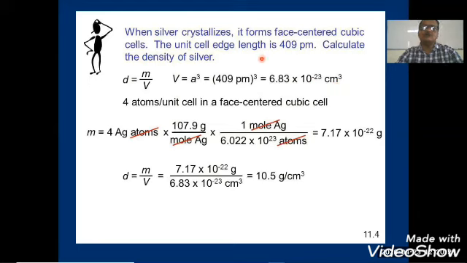And in the FCC unit cell, there are 4 atoms per unit cell, so Z will be equal to 4. So the mass of the cubic unit cell will be equal to 4, because it is an FCC unit cell, times the mass of a silver atom, which is 107.9, the atomic weight of silver, divided by the Avogadro number. So the mass of the FCC unit cell will be 7.17 into 10 to the power of minus 22 gram. So the density is the mass of the unit cell divided by the volume of the unit cell. It will be equal to 10.5 gram per centimeter cube.